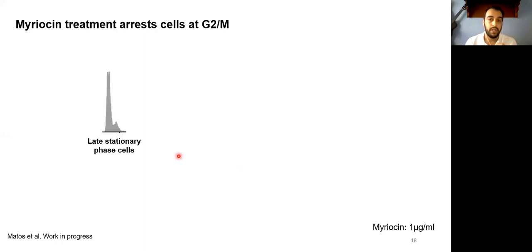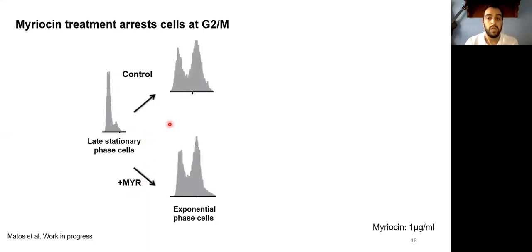But first, we are seeing here late stationary phase cells that are arrested at the G1 stage of the cell cycle, as we are seeing here. And this is happening because the nutrients in the media are low, and so the cells reduce their division rates and then become arrested at G1. We then inoculate those cells in fresh media and treated them with myriocin. And after 5 hours of growth, those cultures reached the exponential phase, as you can see here.